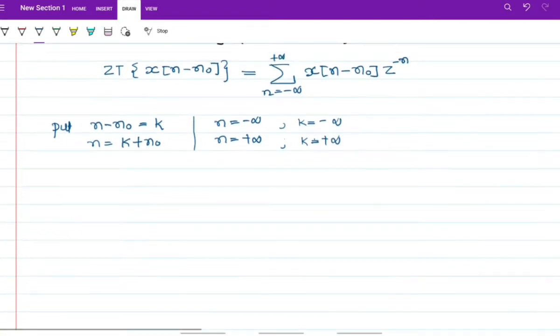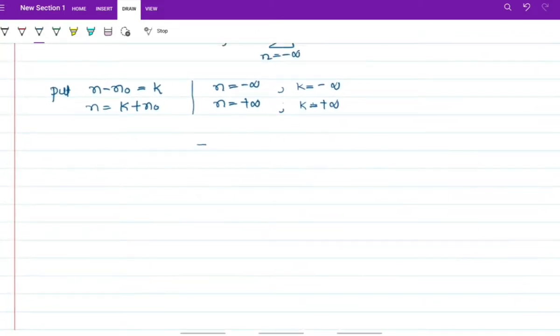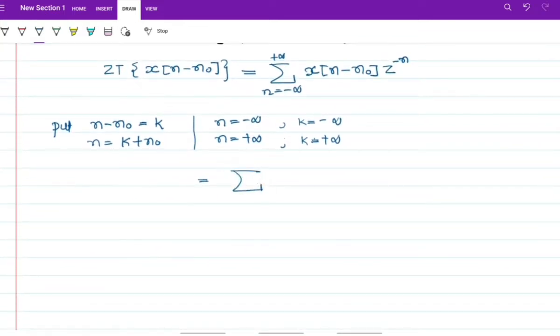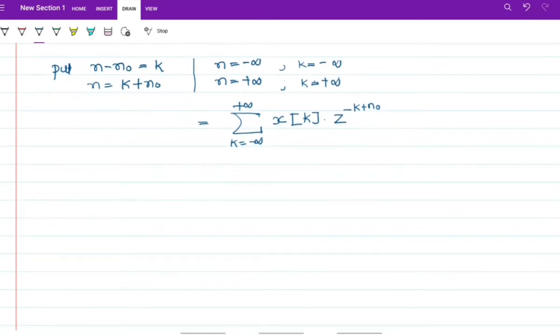Okay, now just modify this previous equation. So this will be equal to z to the power summation of, so instead of n we can write k. Okay, so k is equal to minus infinity to plus infinity, x of n minus n naught, that is x of k, and z to the power minus n, that is z to the power minus k plus n naught. Now we can write this equation as z to the power minus n naught into summation of k equal to minus infinity to plus infinity x of k into z to the power minus k. So we can write this as x of z, right?